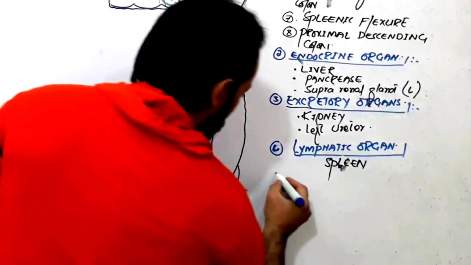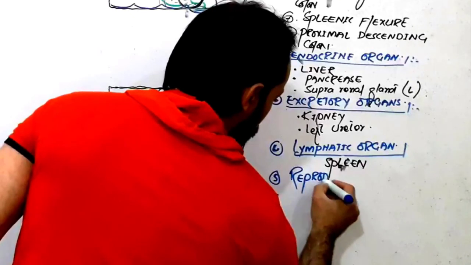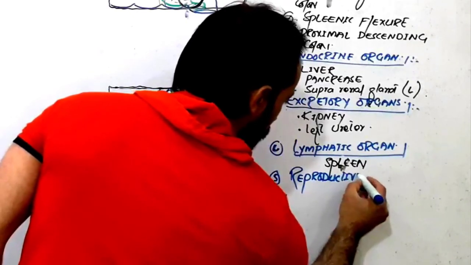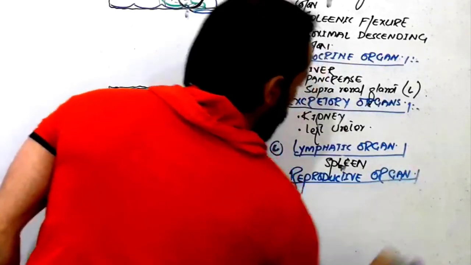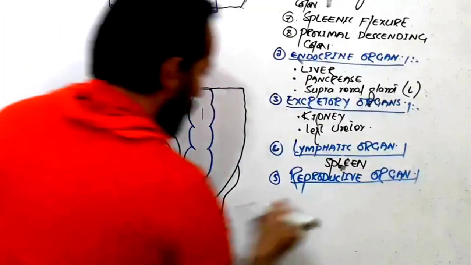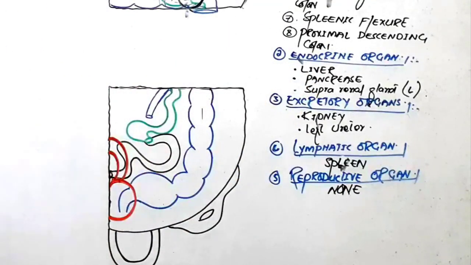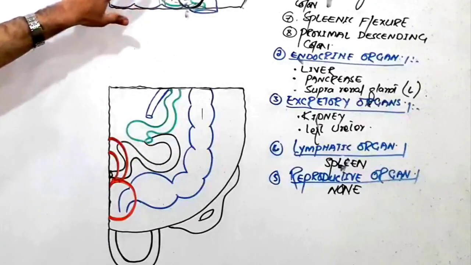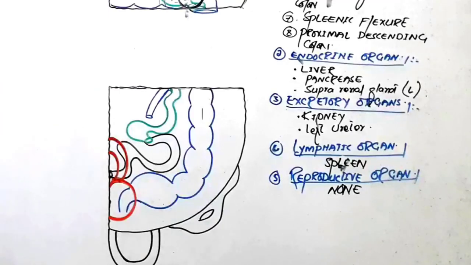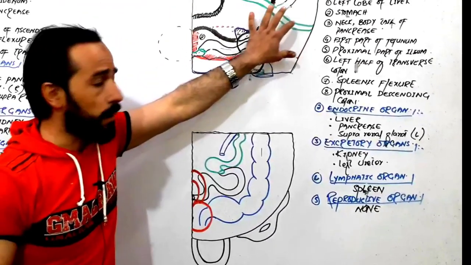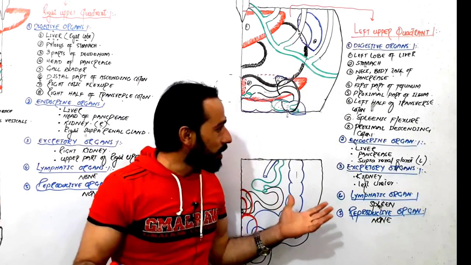Okay, are there any reproductive organs there? Reproductive organs in the left upper quadrant of the abdominal cavity? No, my dear friends, there is no reproductive organ present in the left upper quadrant of the abdominal cavity, right? So this completes the lecture regarding the left upper quadrant of the abdominal cavity and the organs which are found in it.